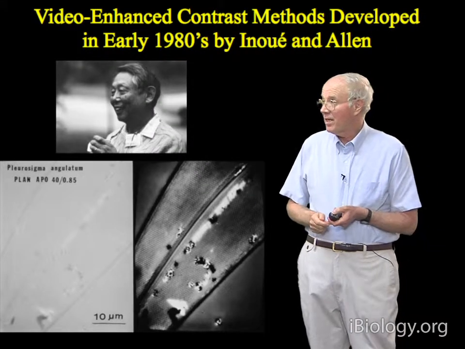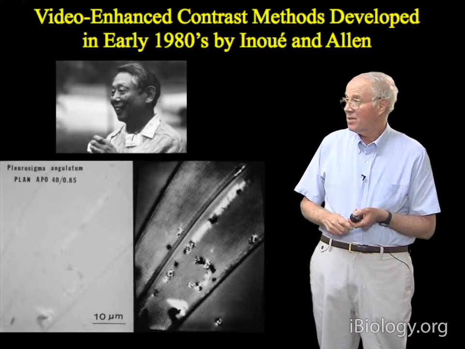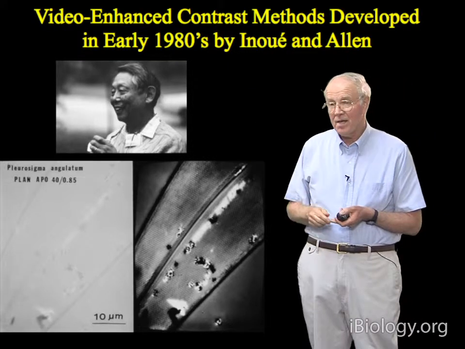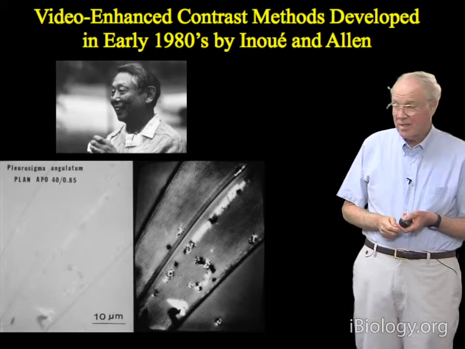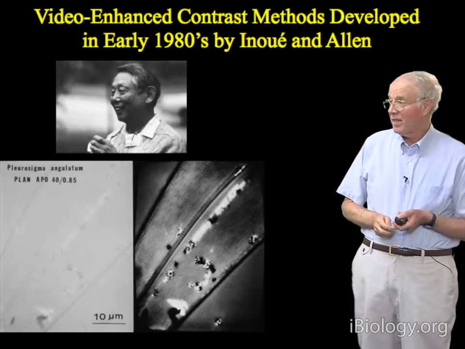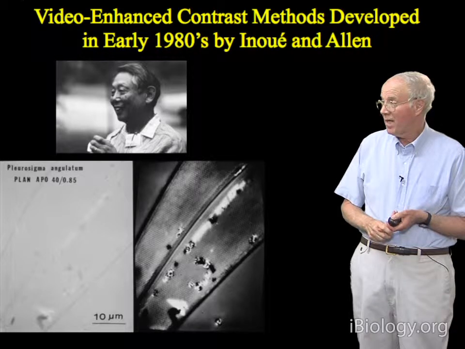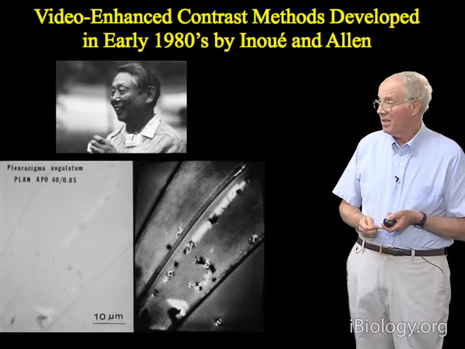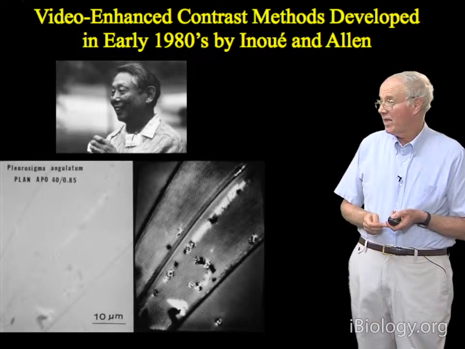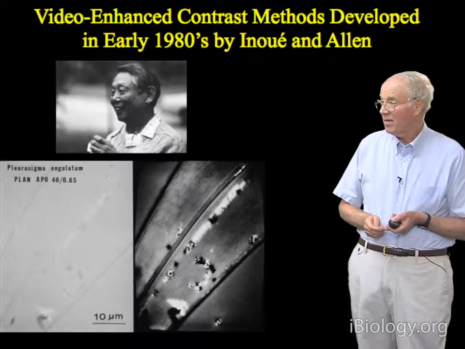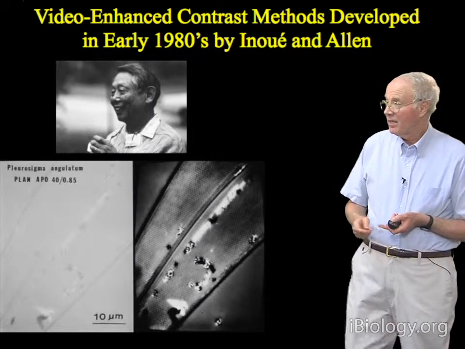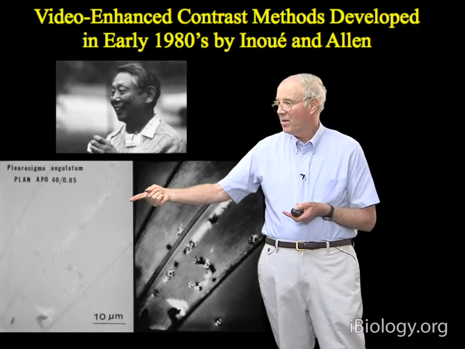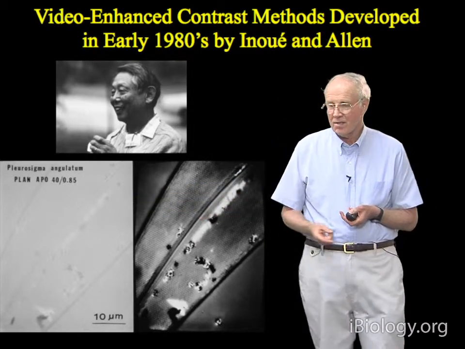Now, a couple words about video-enhanced contrast. This technology was discovered and advanced by Shinya Inoue and the late Robert Allen in the early 1980s, and rapidly taken advantage of by a lot of neurobiologists, cell biologists, and others, using video cameras to look at dynamics of cellular fine structure. And this was a published image from the Inoue lab of how this is the view by eye, and this is the video-enhanced contrast image.